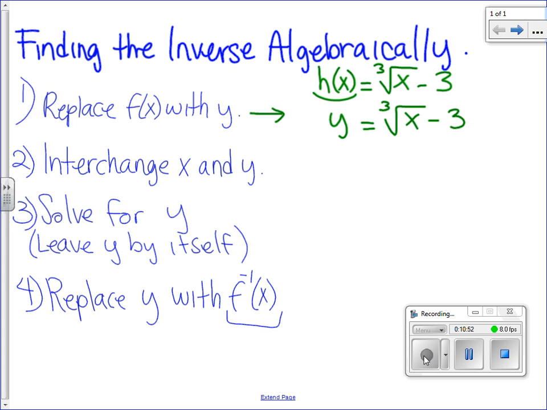Now I move to step number 2, and step number 2 says interchange x and y. This is a very simple step. Simply we replace y with x, and we replace x with y. We don't need to change the sign, we don't need to do anything to it, just change one for the other, interchange. Now we move to step number 3, and step number 3 says solve for y.